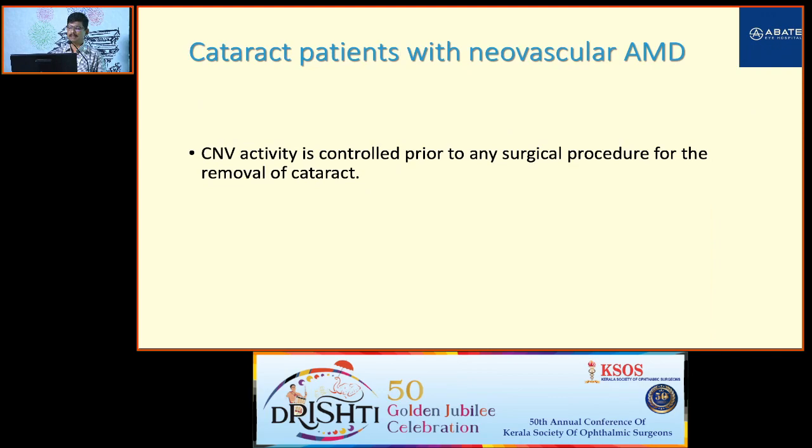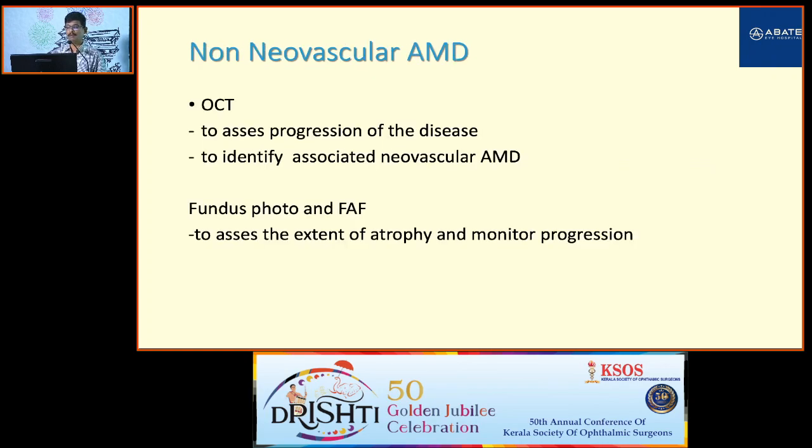In patients with cataract, always try to achieve remission of the lesion before you go for cataract surgery. And even after cataract surgery, always make sure that there is no recurrence of the lesion. And if there is a recurrence, then you treat the patient. Non-neovascular AMD is one situation where we never used to have any treatment till now, but now there are certain treatment options available. Before that, we just used to follow up this patient with OCT, mainly to rule out the presence of an associated neovascular AMD, which can happen in patients with non-neovascular AMD.